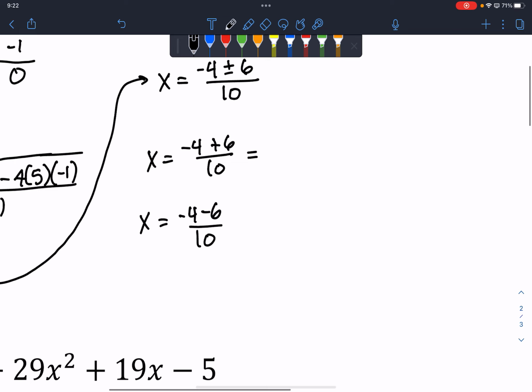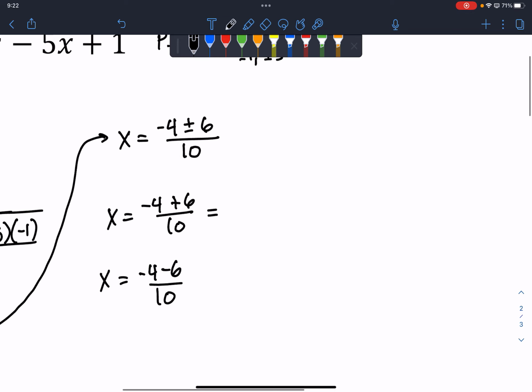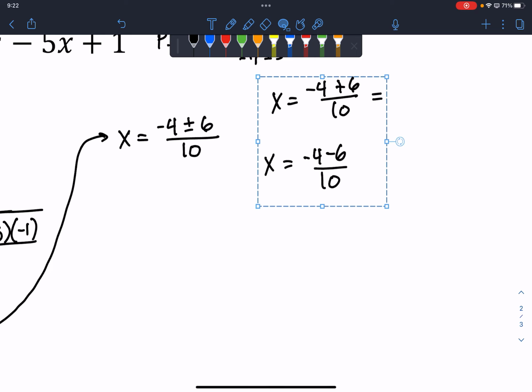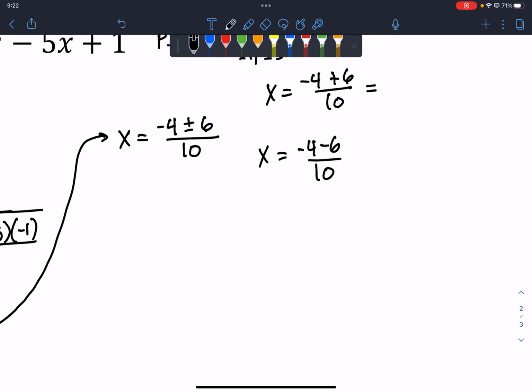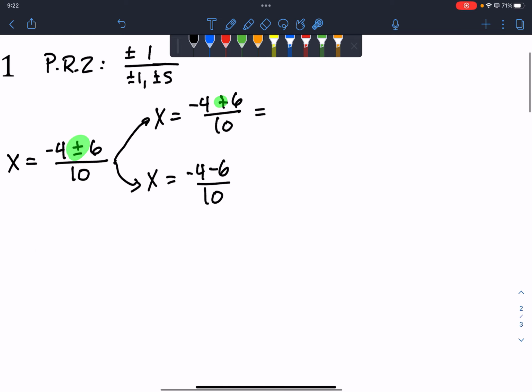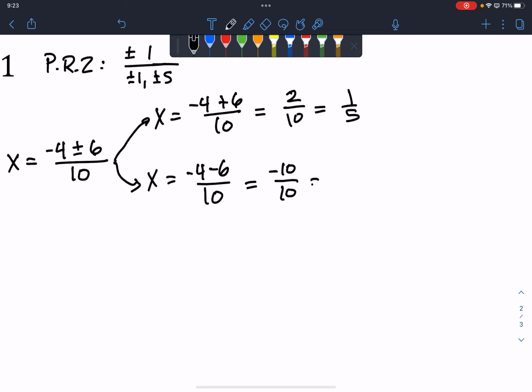So let's simplify the top parts. Let me move this over here, okay? So all I've done is simply split this again into the two possibilities because of that plus and minus. So if I add negative 4 with 6, that's positive 2 divided by 10. Well, that reduces to 1/5. If I subtract negative 4 by 6, that's negative 10 divided by 10. That's equal to negative 1.